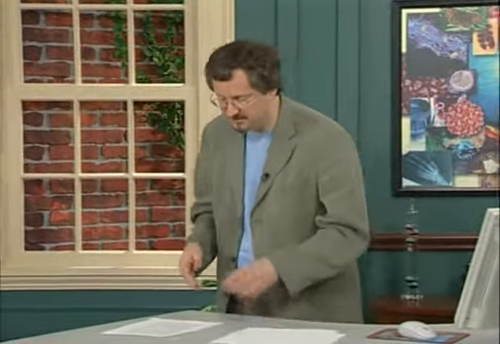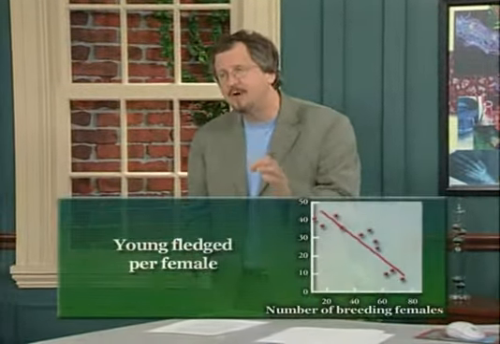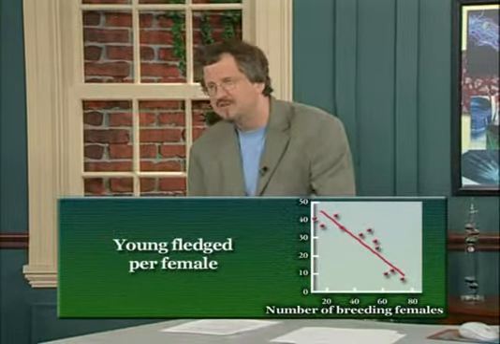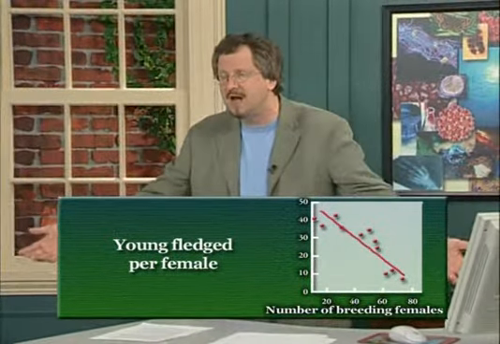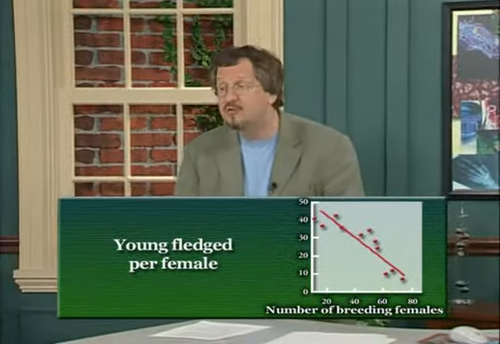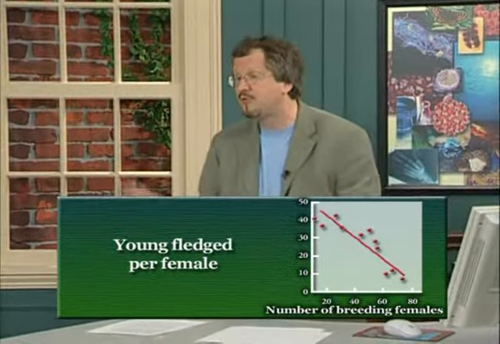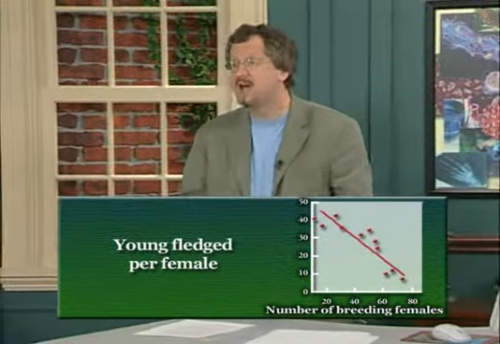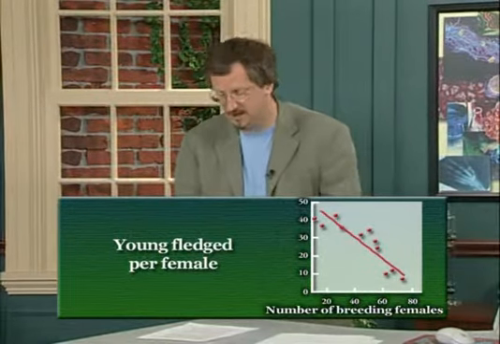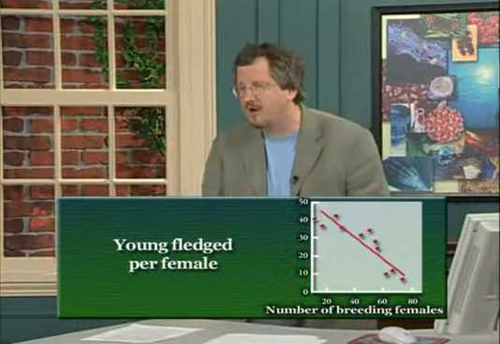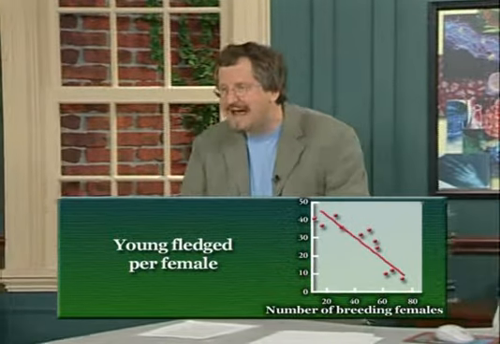Another example of a factor that seems to regulate this population of song sparrows involves the observation that as the number of breeding females on the island increases, the average number of offspring produced per female decreases. So as more and more females are breeding on the island, each one of them actually produces fewer young per year. Presumably this effect is due to resource limitation. As there are more females trying to raise young, trying to find food to raise those young, there's less food overall to go around, and so the number of young that actually make it out of the nest and survive to adulthood goes down.